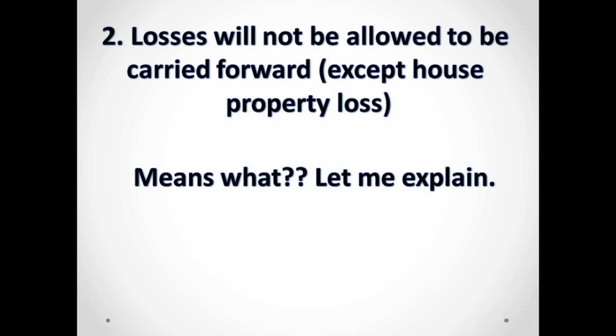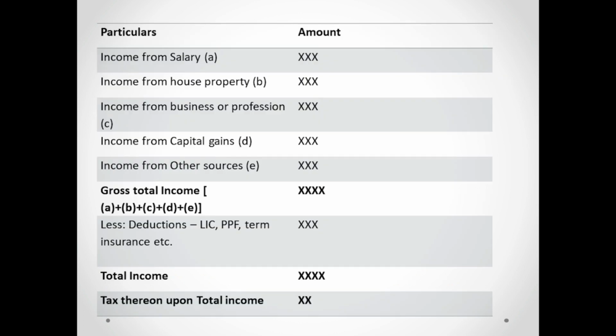Second one, losses will not be allowed to be carried forward except house property loss. I know you did not understand, so let me take back to that slide for 1 minute. So here, let's say income from house property, you have 5 lakh loss. Now assume you couldn't set it off against any other income this year because you didn't have any income. Now can you carry forward that 5 lakh of loss which you had in house property to the next year? Yes, you can carry it forward validly. There is no restriction even if you file your return of income late.